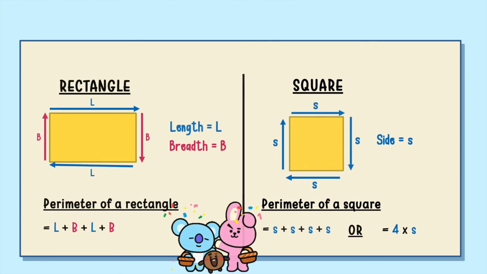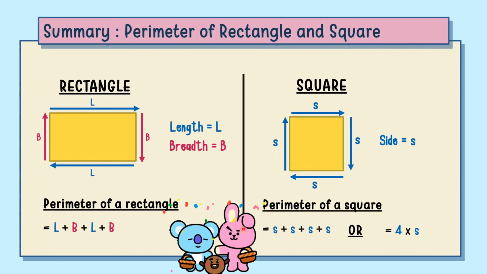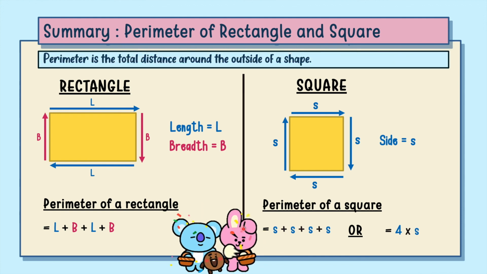Now, here is the summary to find perimeter of rectangle and square. What is perimeter? Perimeter is the total distance around the outside of a shape. So for rectangle, I have length and breadth. So perimeter of a rectangle is L plus B plus L plus B. For a square, all sides are equal. So I will name this as S. So perimeter of a square is S plus S plus S plus S, or 4 times side.